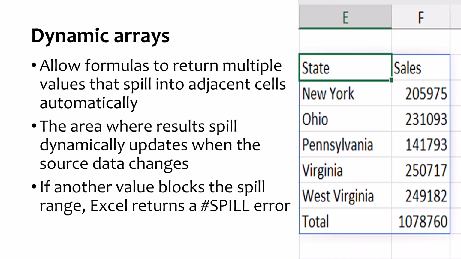Dynamic arrays in Excel allow formulas to return multiple values that spill into adjacent cells automatically. The area where the results spill dynamically updates when the source data changes. If another value blocks the spill range, Excel returns a spill error.